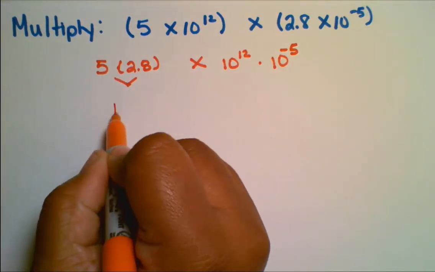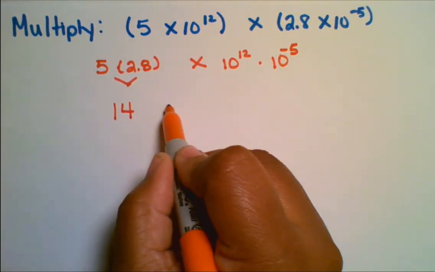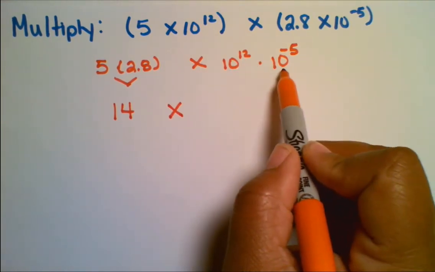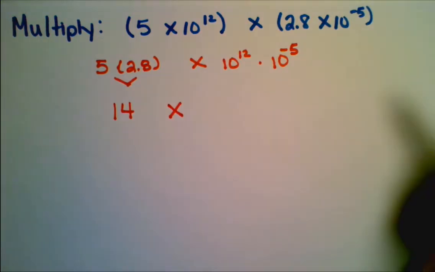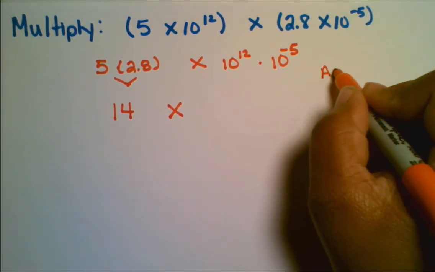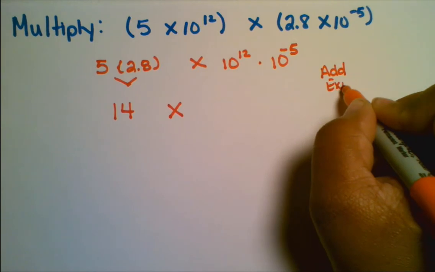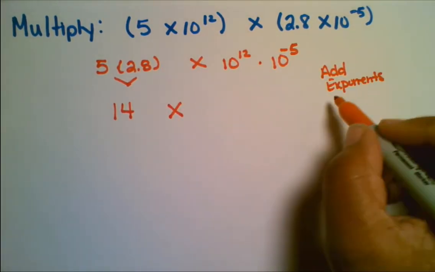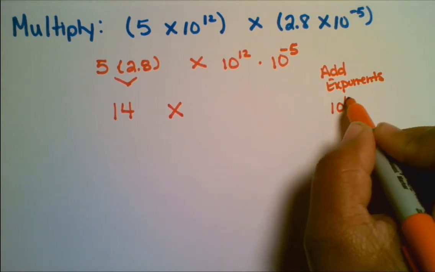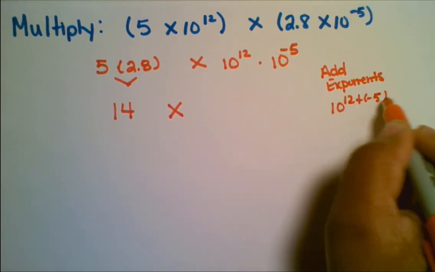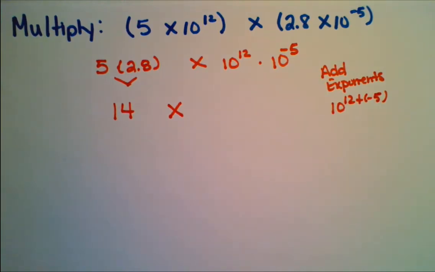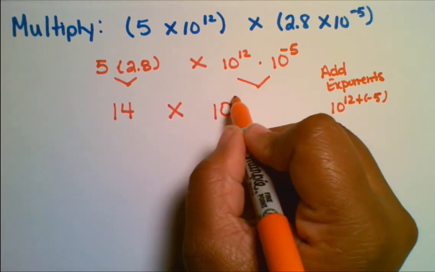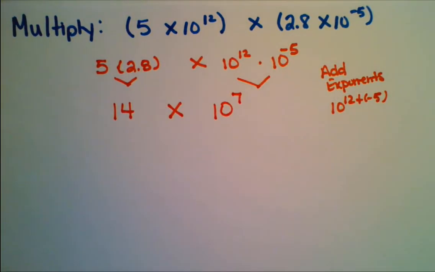And we have here 14 times, and then 10 to the 12th times 10 to the negative 5. Remember our exponent rules where we're going to add the exponents. So you're saying here 10 to the 12 plus negative 5, add those together. We have here 10 to the 7th power.